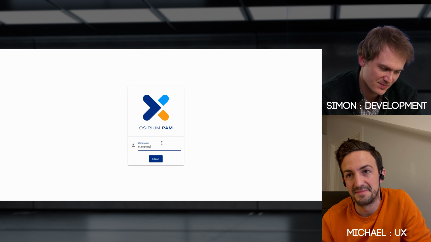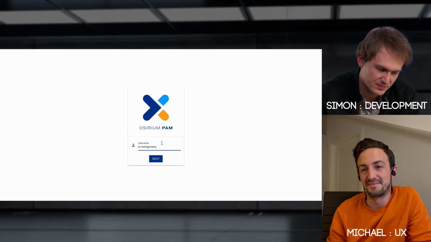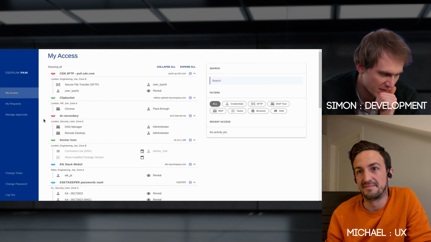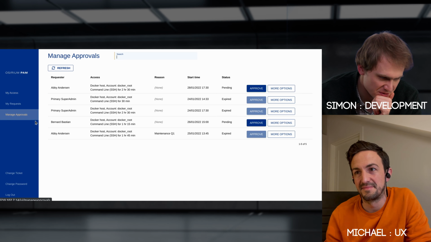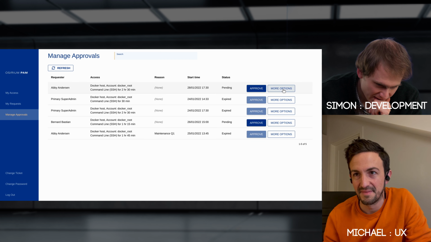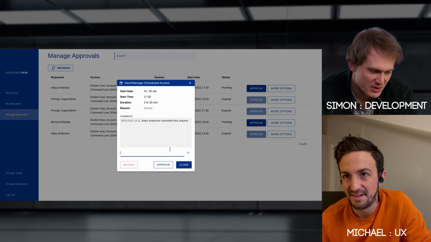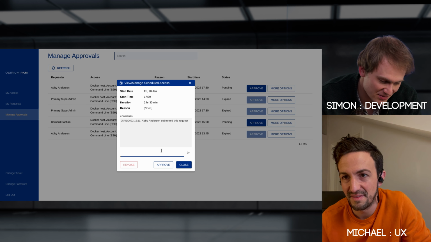Approver Montgomery. He goes to the Manage Approvals page and sees the new request from Abby Anderson. Yep, there it is. Then he can have a basic conversation.